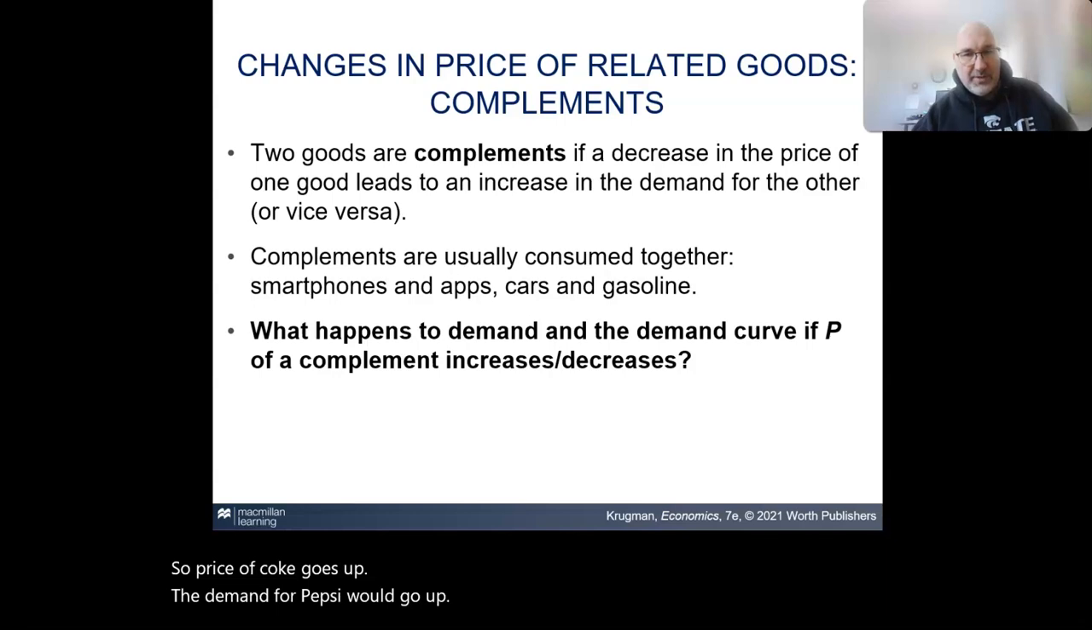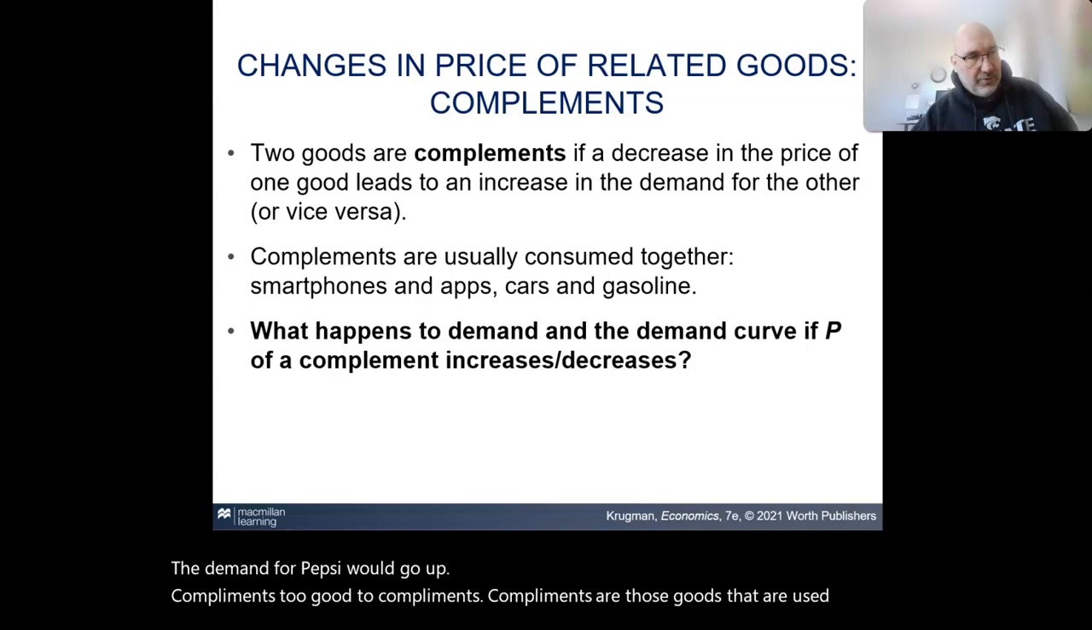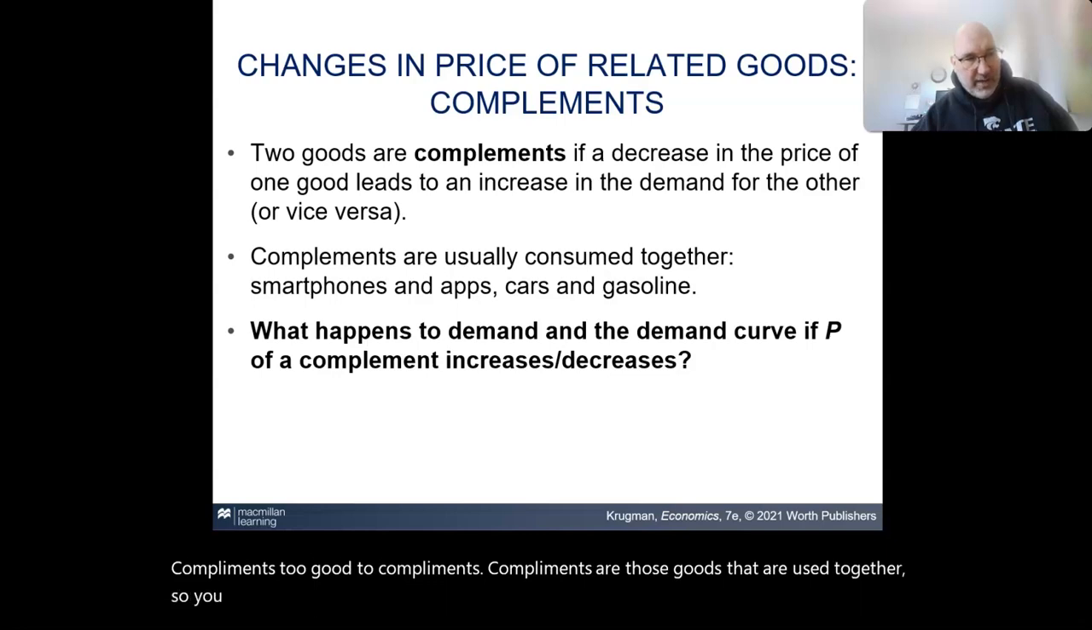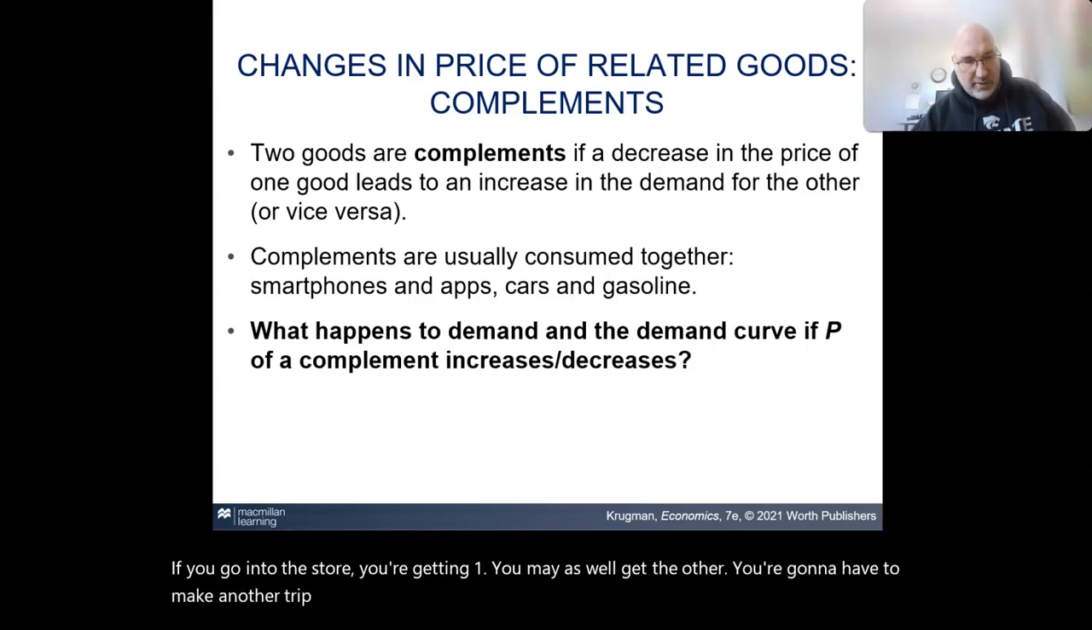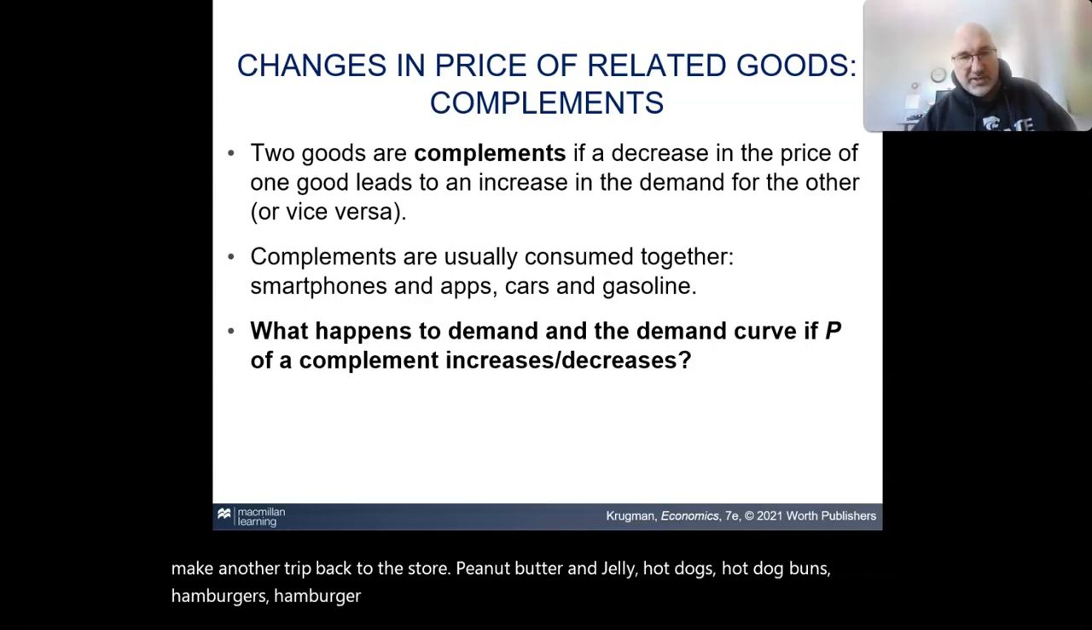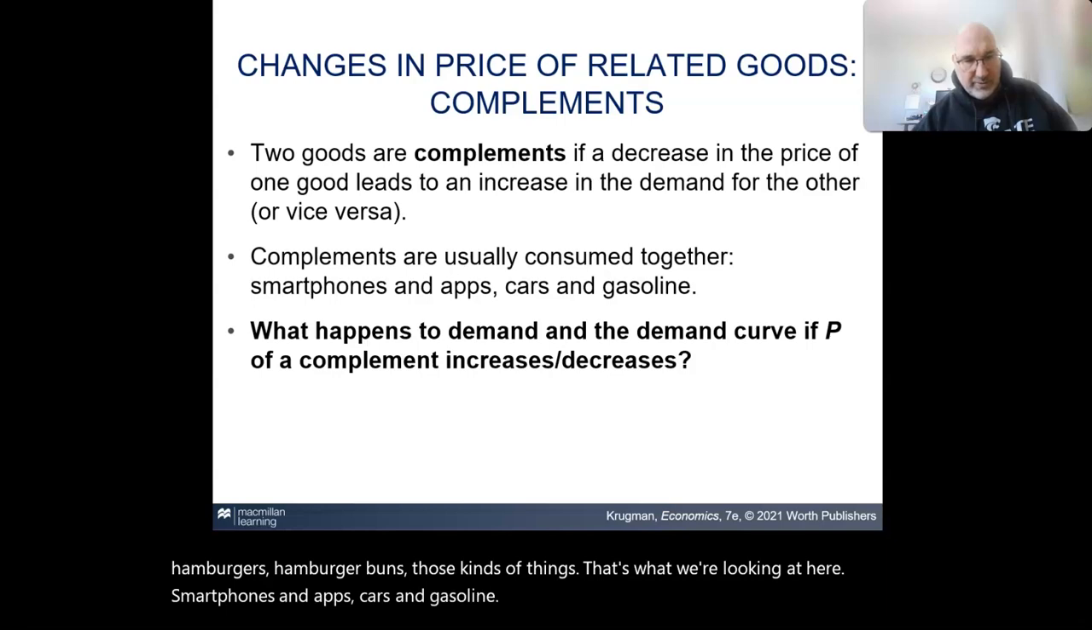Complements. Two goods are complements. Complements are those goods that are used together. If you go into the store and you're getting one, you may as well get the other, or you're going to have to make another trip back to the store. Peanut butter and jelly, hot dogs and hot dog buns, hamburgers and hamburger buns, smartphones and apps, cars and gasoline.